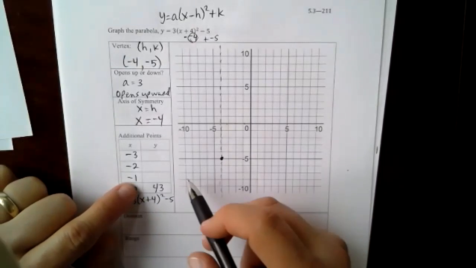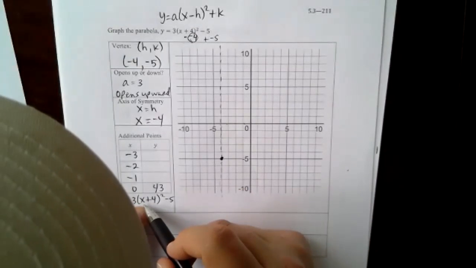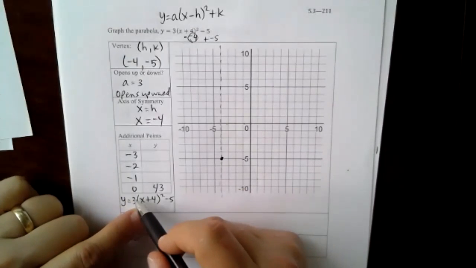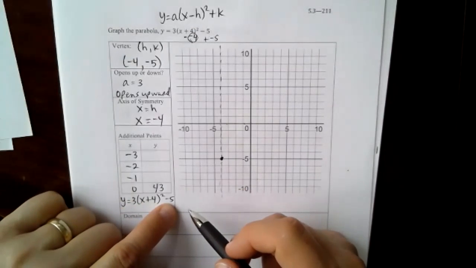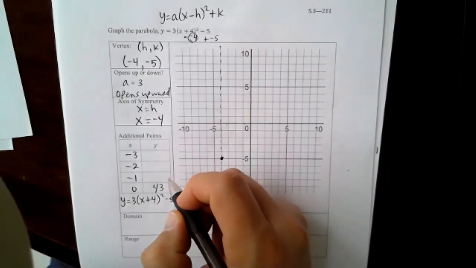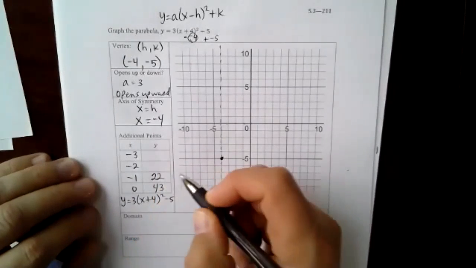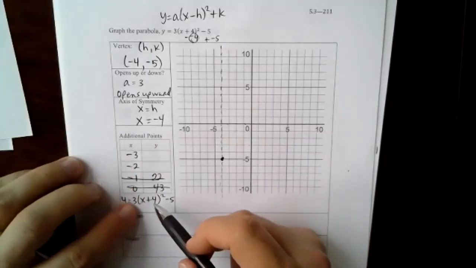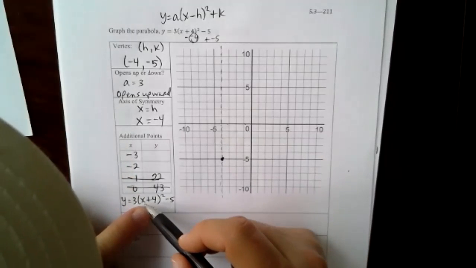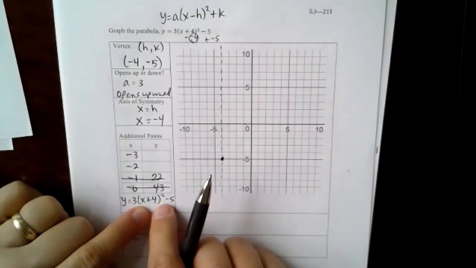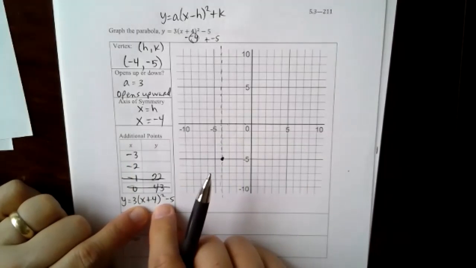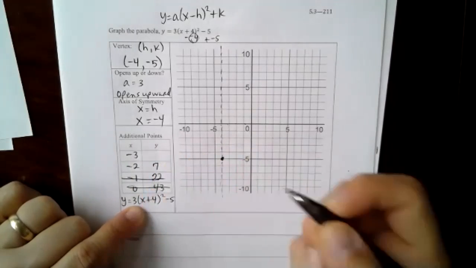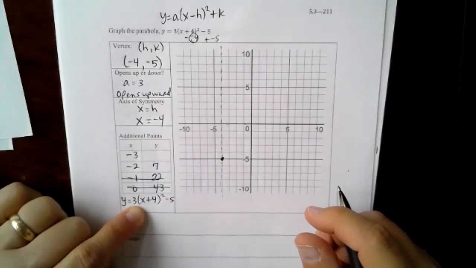So let's go to -1 here. Let's see. So we've got 4 minus 1 is 3. 3 squared is 9. 9 times 3 is 27. 27 minus 5 is 22. And that's off the chart too. We can't use that. So, okay. All right, let's go to this. Let's do -2. That's 4 minus 2 is 2 squared. That's 4. 4 times 3 is 12. 12 minus 5 is 7. All right. So that's on the chart here.